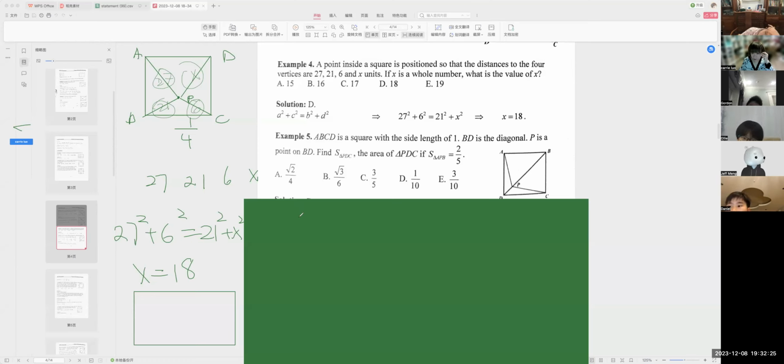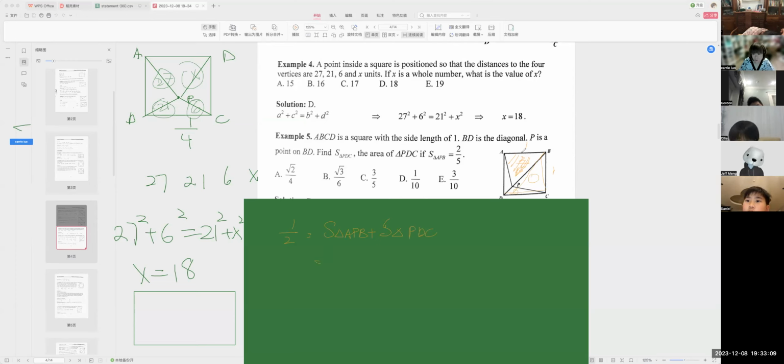Okay, the area of PDC, if the APB, let's see, where's APB? APB is 2/5. Okay, because of property 4, we have 1/2, which is because it's with the side of 1, right? So the area of this triangle will be half, right? So equals S triangle APB plus S triangle PDC. Correct, everybody? This half equals this one plus this one.